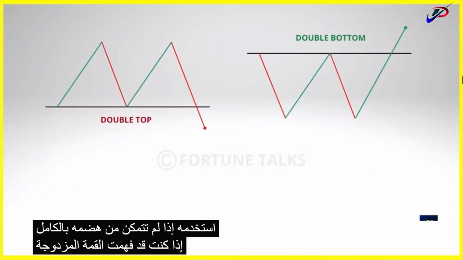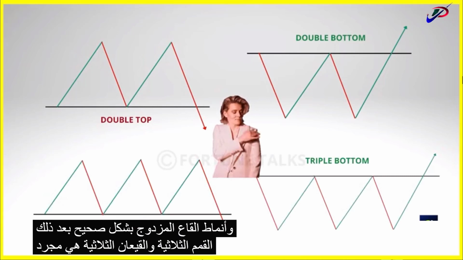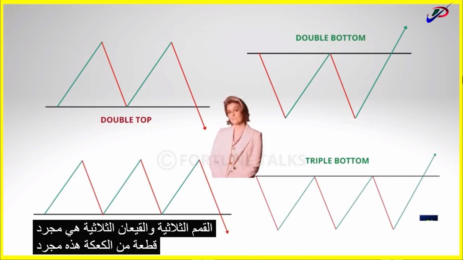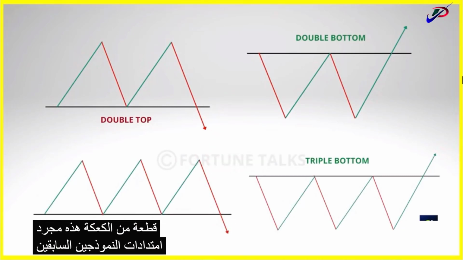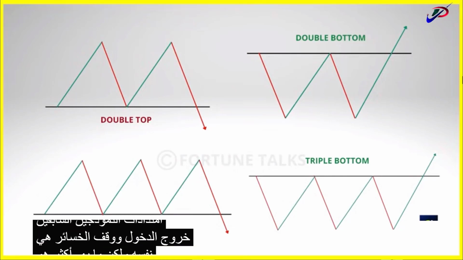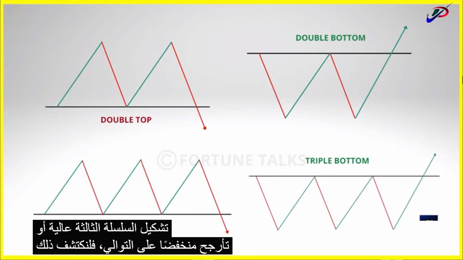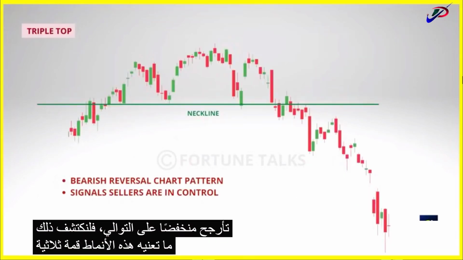If you have understood the double top and double bottom patterns properly, then triple tops and triple bottoms are just a piece of cake. These are just extensions of the previous 2 patterns. The entry, exit and stop losses are the same. But what matters most is the formation of the third swing high or swing low respectively. Let's find out what these patterns signify.